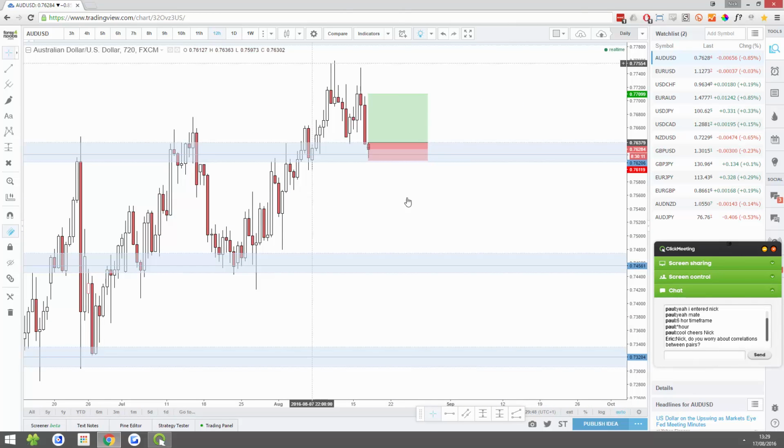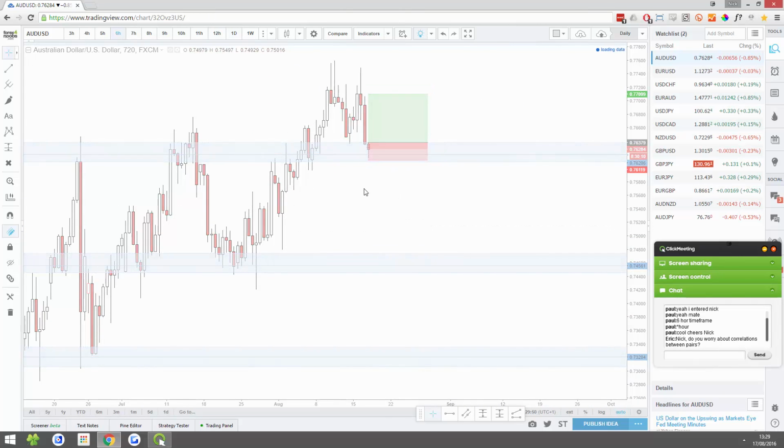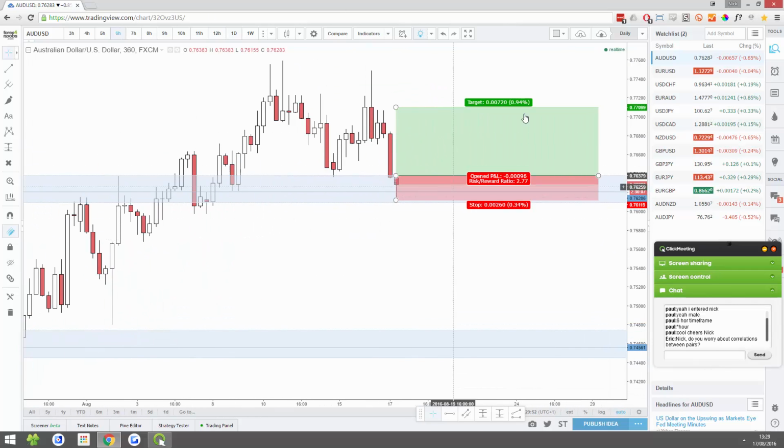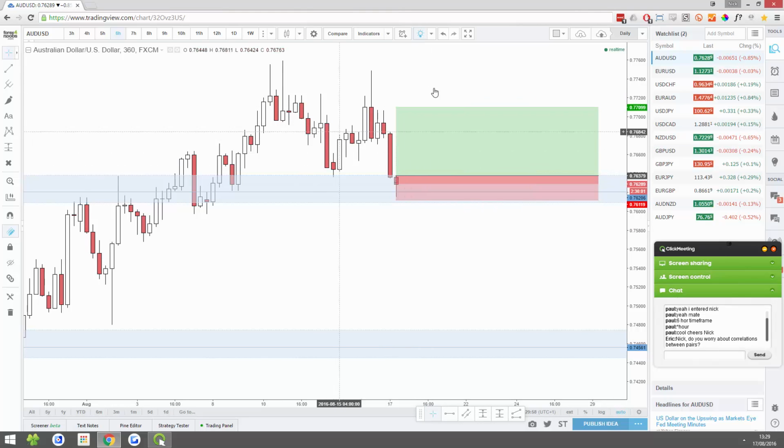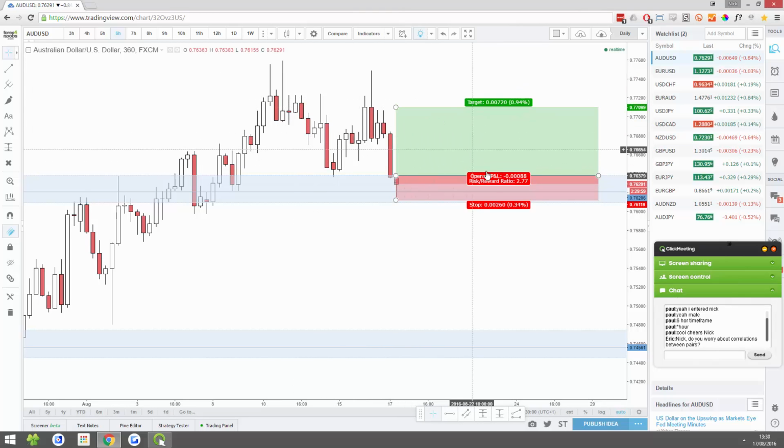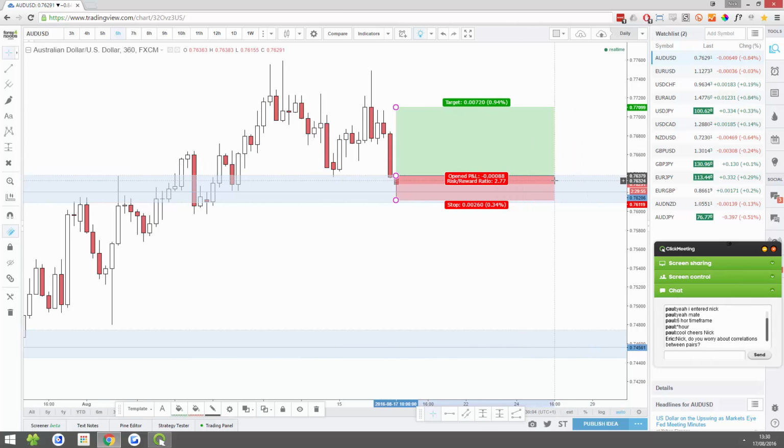AUDUSD on the 12-hour and 6-hour looks decent. Might be worth a long trade, something like you see here. Obviously, we have to wait for the candles to close and then for buyers to take control of price. But this is a potential setup.